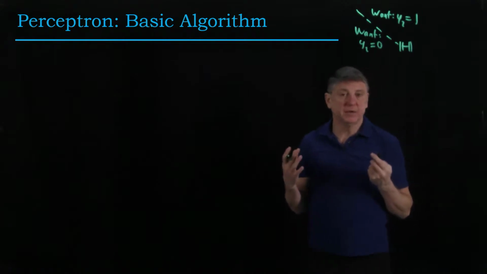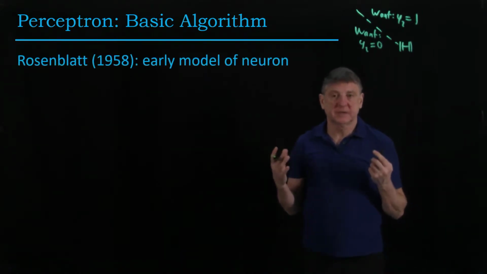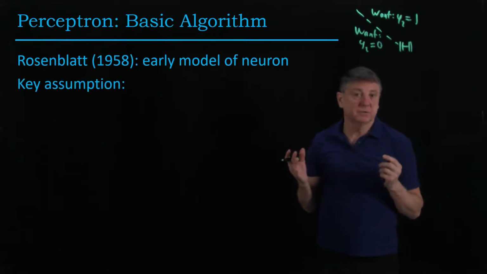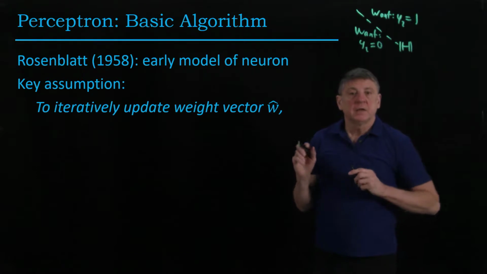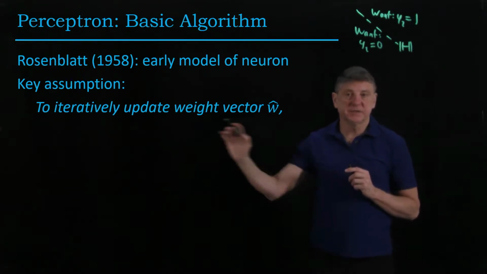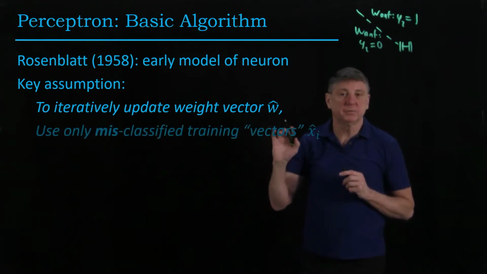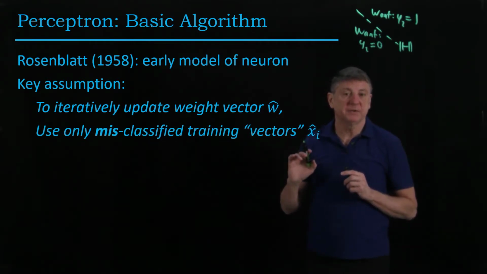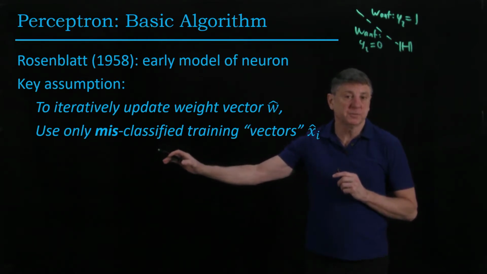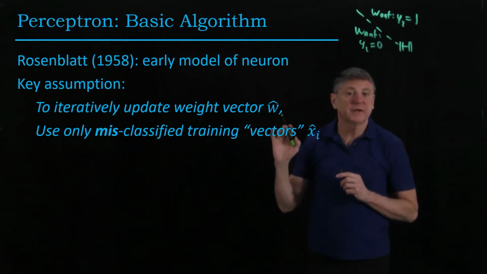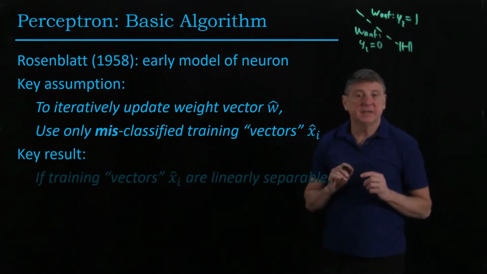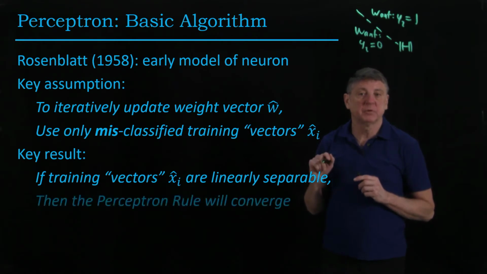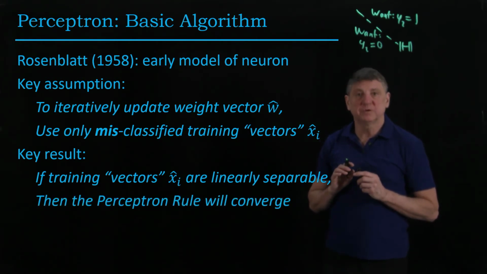So here's the basic algorithm that we're going to explore in this lecture. It comes from 1958 by Rosenblatt, and it was one of the earliest models I can find of an artificial neuron. Here's the key idea behind it: to update this weight vector W, we'll only use the misclassified training observations. That is, we'll only use the false positives and false negatives when we're trying to learn this weight vector. And the key result is if the training observations are linearly separable, then this algorithm will converge to a result.